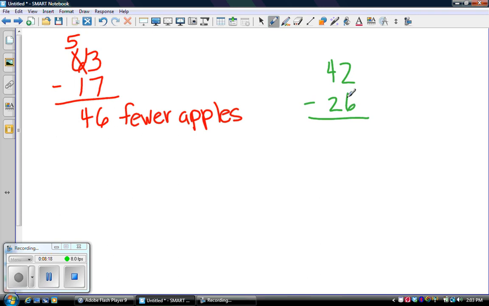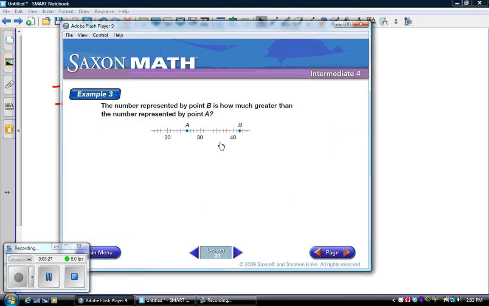Two minus 6, we need some help from the neighbor. 12 minus 6 is 6. 3 minus 2 is 1. So the difference is 16. Point B is 16 greater than point A.